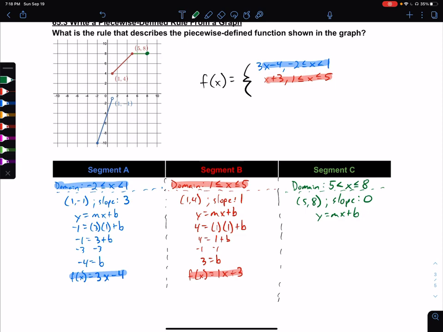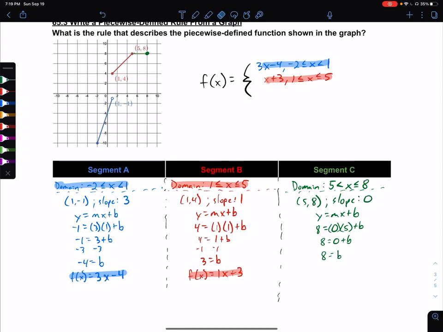y equals mx plus b. y is going to be 8. m is 0. x is 5. And we're going to add b to that. So 8 equals 0 plus b. So b equals 8, which makes sense, right? Because our line is going to just keep going.